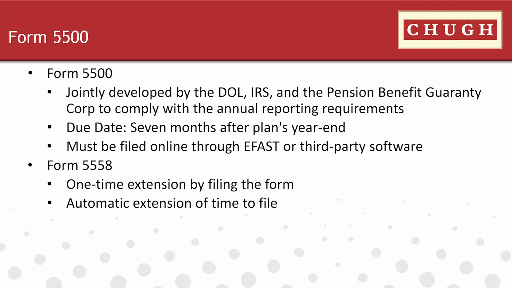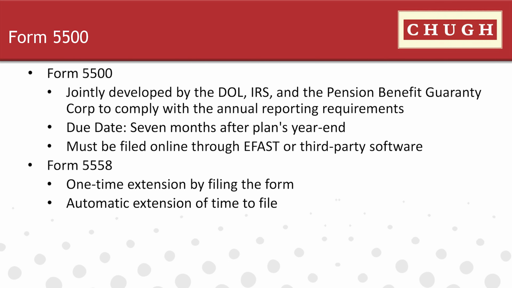Form 5500 and its schedules are public documents that can be accessed through the Department of Labor EFAST website. The due date for Form 5500 filing is 7.5 months after the plan's year end. So, for example, if the plan's year end is December 31st, the deadline would be July 15th of the following year. It must be filed online through the Department of Labor EFAST website or third-party software. They don't allow paper filing.